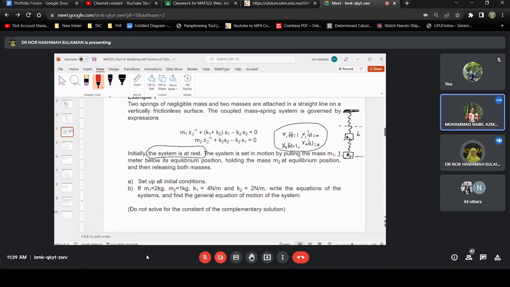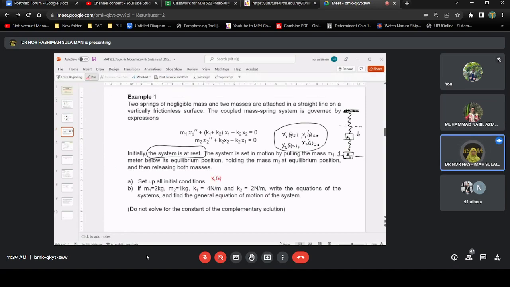Okay, so we have X1 0 equals 1 and then X2 0 equals 0, sorry, 0, because we put it at the equilibrium, we hold it at the equilibrium. So we have X1 prime 0 equals 0 because initially both M1 and M2 are at rest.